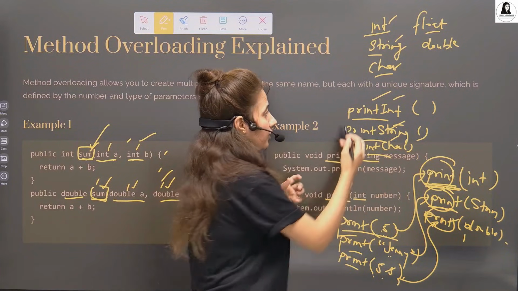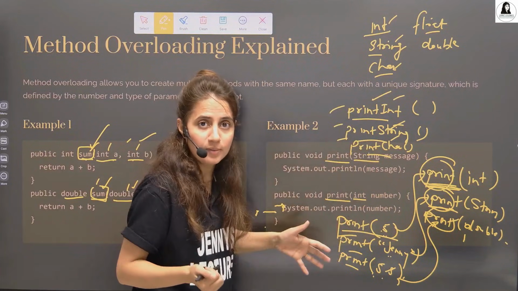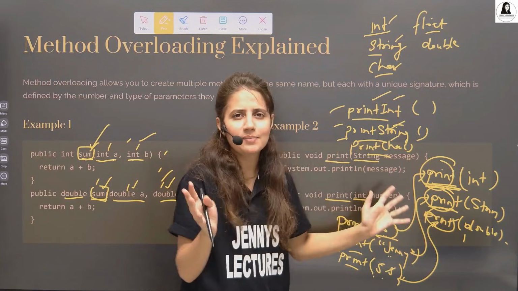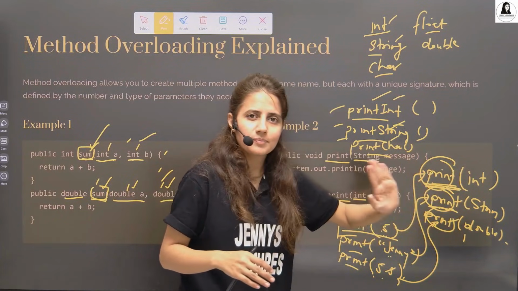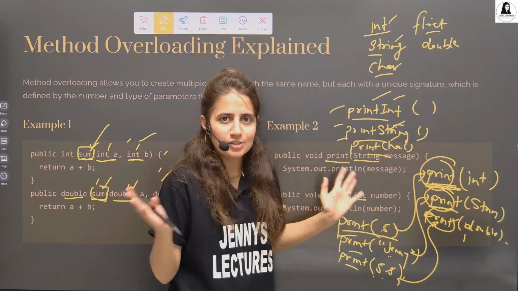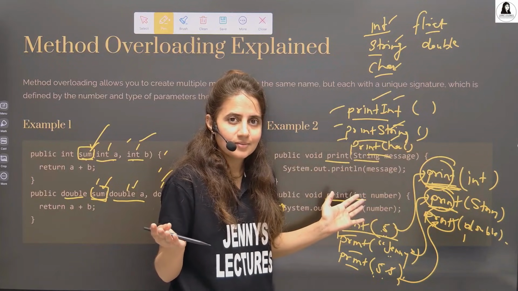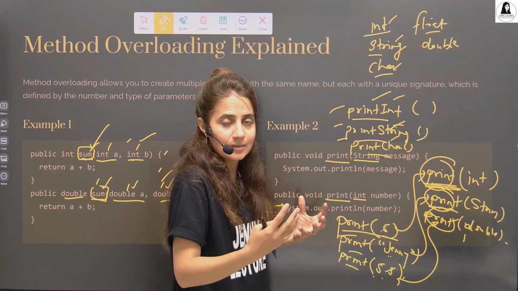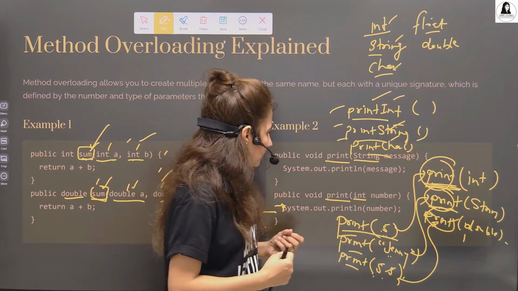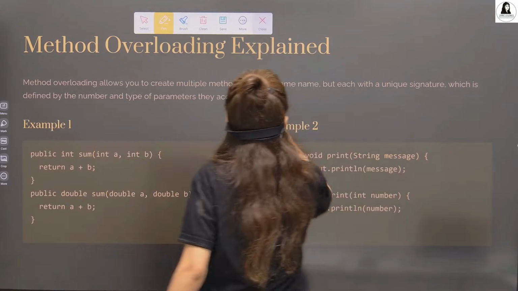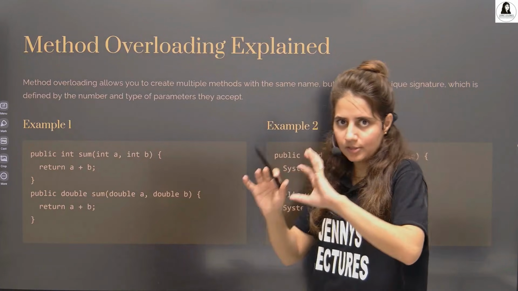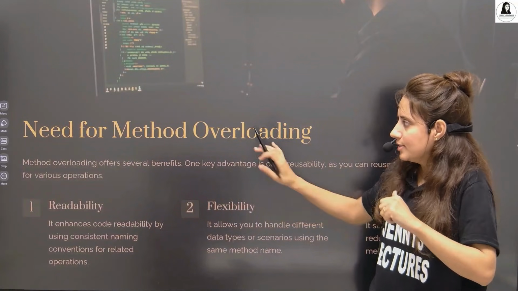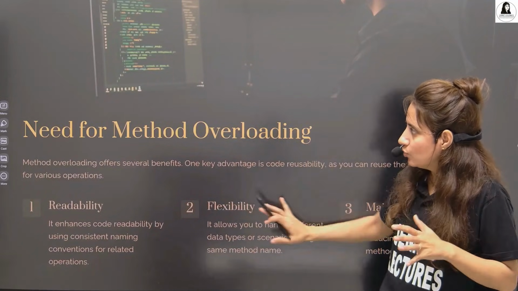Without overloading, you write different names, although the functionality is the same. With overloading, you simply write the same name, print, and on the basis of parameters you just differentiate these methods, right? So your code would be more maintainable, more readable, more clean. Fine. Now this is method overloading. I guess you get the idea of what method overloading basically is. This is the need we have also discussed.